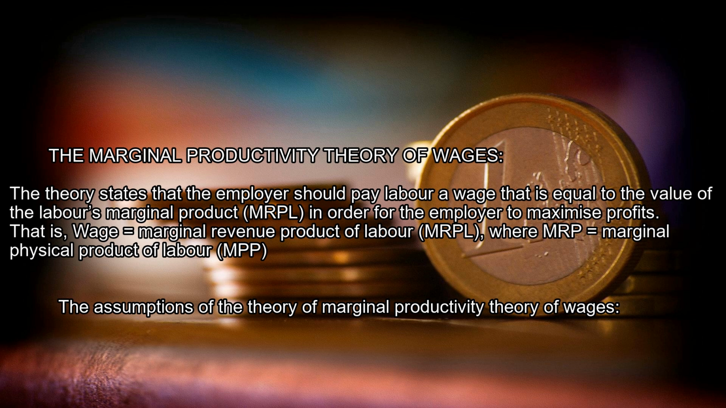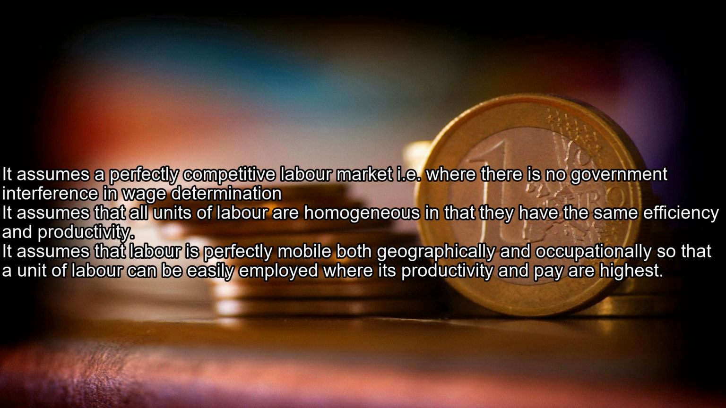The assumptions of the marginal productivity theory of wages. It assumes a perfectly competitive labor market, i.e., where there is no government interference in wage determination. It assumes that all units of labor are homogeneous in that they have the same efficiency and productivity. It assumes that labor is perfectly mobile both geographically and occupationally so that a unit of labor can be easily employed where its productivity and pay are highest.